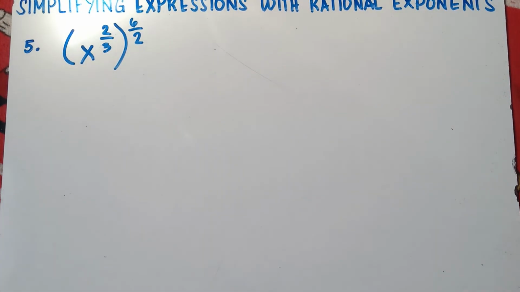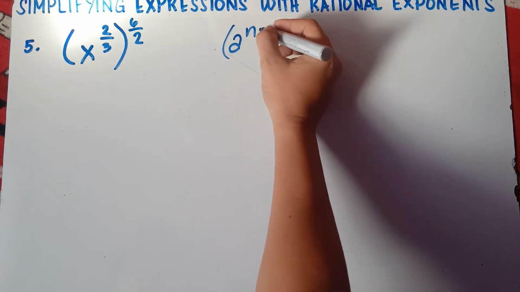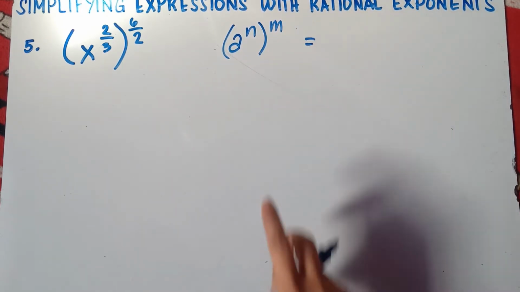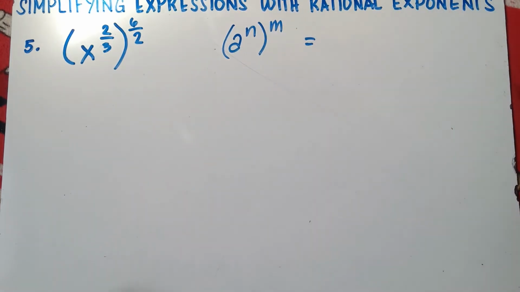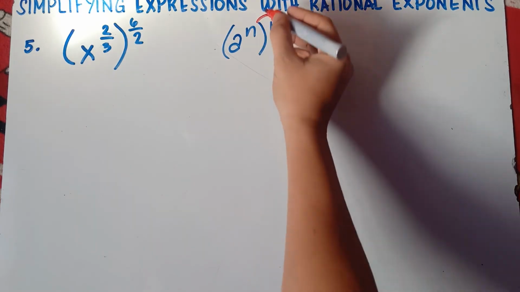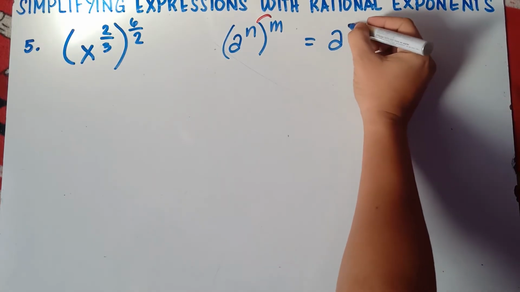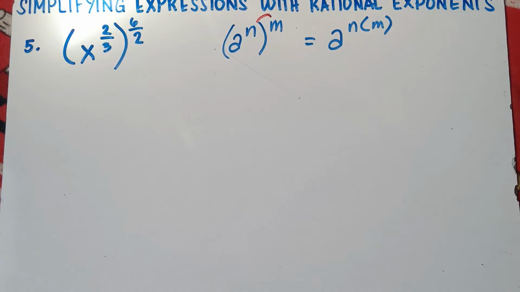So you can recall the laws of exponent, class, with regards to power to power. So a raised to the power of n, quantity raised to the power of m. If you have an equation like this, with an exponent and another exponent outside, just simply multiply the exponent, class. Simply multiply or distribute the exponent. So that would be a raised to the power of n times m. Alright, and then that's it, class. So let's answer number 5.